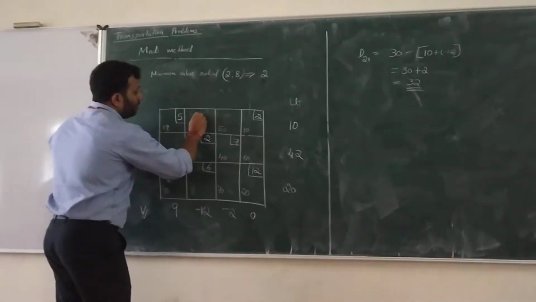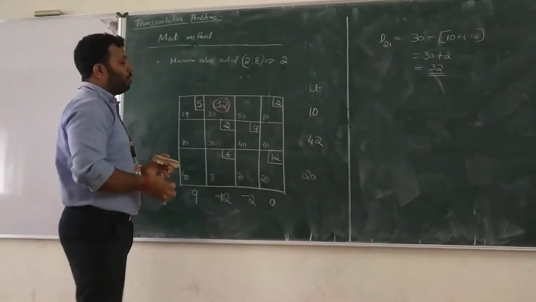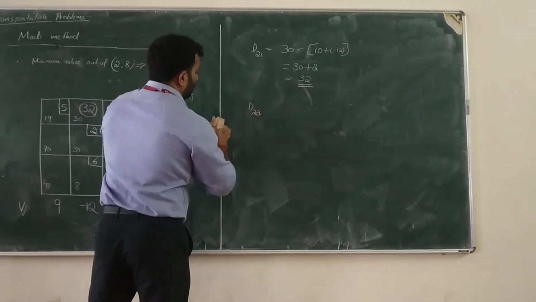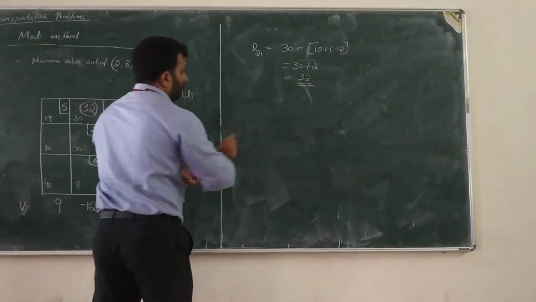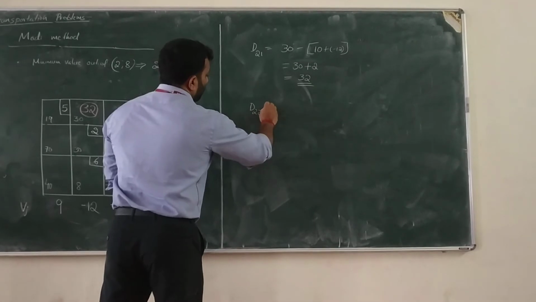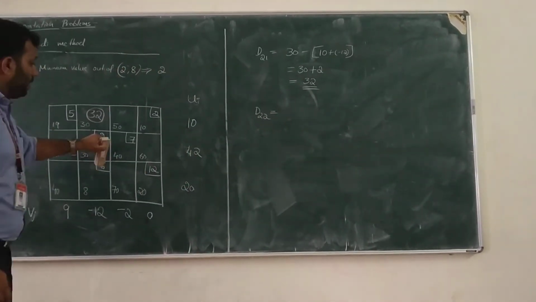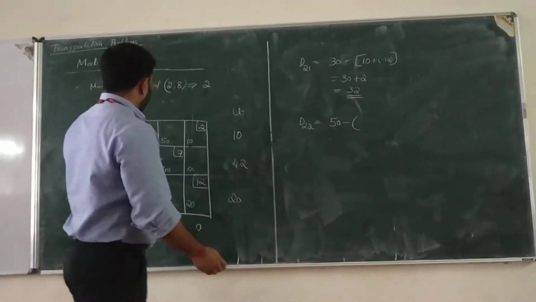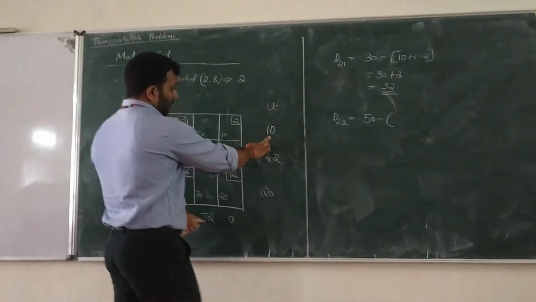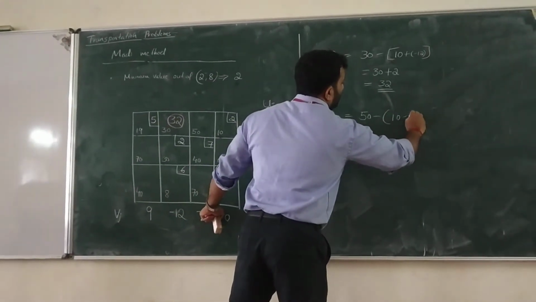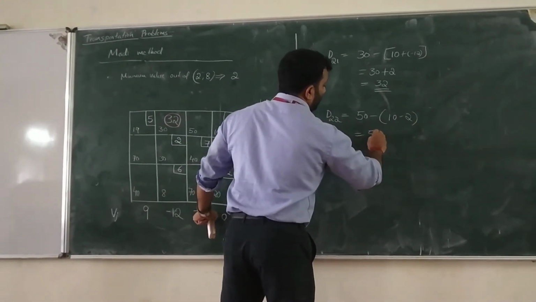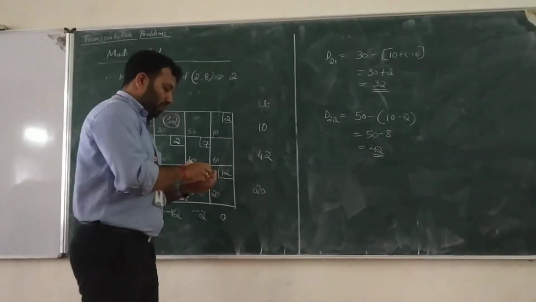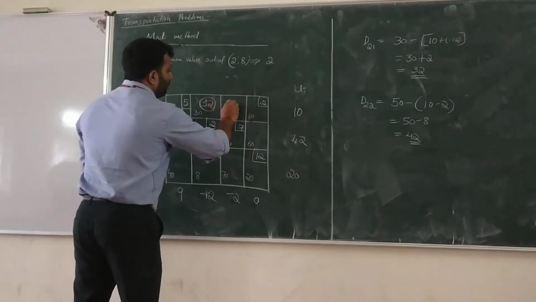So here 32 is the opportunity cost. Next, this position, D22 position. So here it is 50 minus Ui plus this one, that is 10 minus 2, so it is 50 minus 8 is equal to 42. So Dij value here is 42.